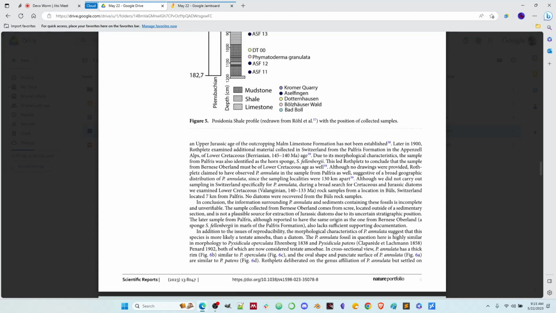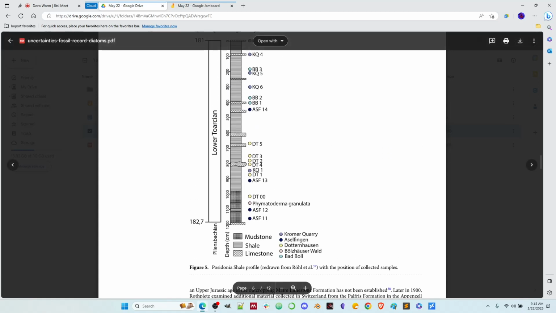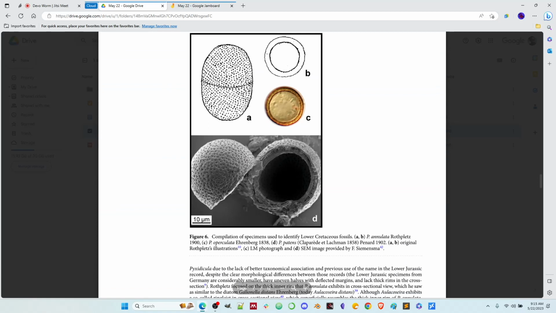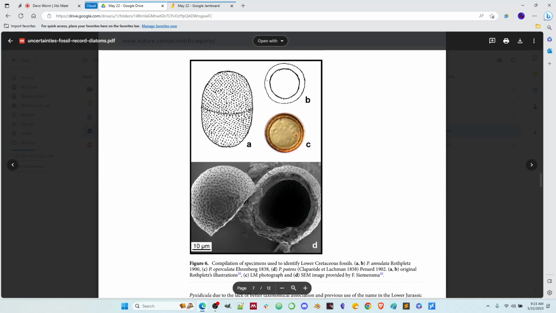This is the Posidonia shale, so this is actually their position in that shale. This is a compilation of specimens used to identify lower Cretaceous fossils. So again, they're doing this comparative work.